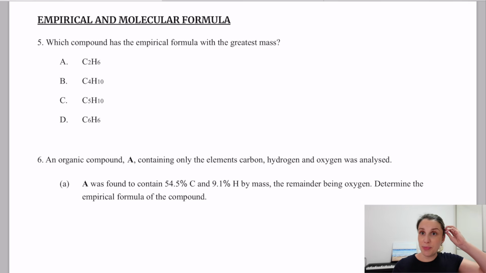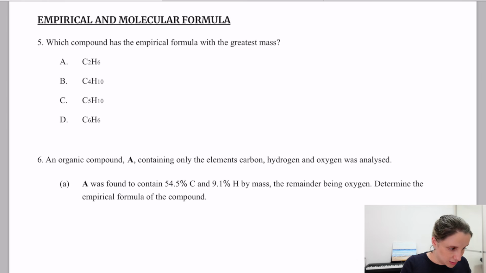Let's have a quick look at empirical formula. So the definition of an empirical formula is the simplest ratio of atoms within a compound. So we're looking for that simplest ratio overall. Multiple choice questions often look like this, which says which compound has the empirical formula with the greatest mass. So they're asking me to work out the empirical formula, the simplest ratio for each of these, and then which one is going to have the greatest mass, or really the greatest relative molecular mass in this case.